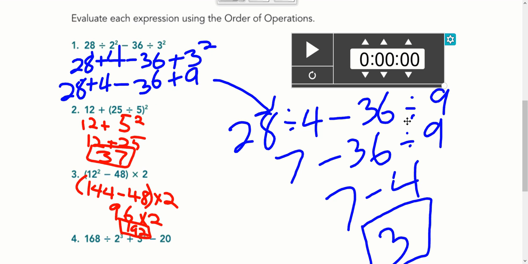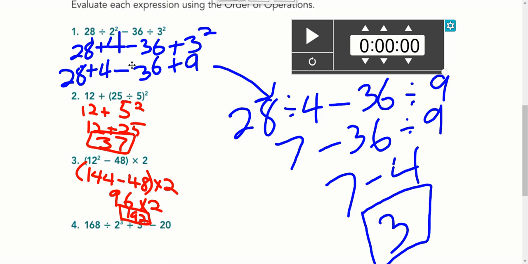Okay, I am simplifying it down, and I'm only doing one thing at a time. So here, all I did was 2 to the second, and I got 4. All I did here was 3 to the second, and I got 9. And I brought everything else down, all right? 28 divided by 4 is 7. So I bring down the minus 36 divided by 9. Then I ask the question again, what's next? Okay, I just do the next thing on each step.